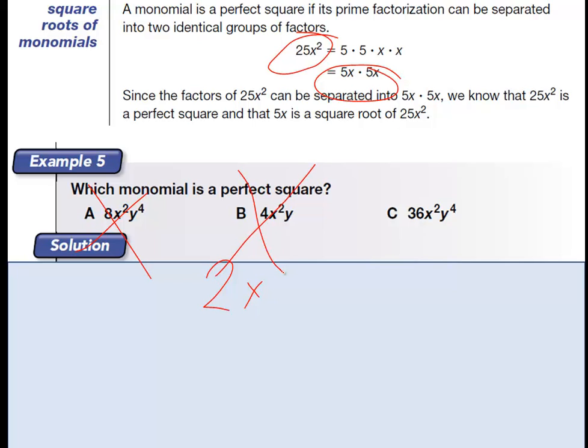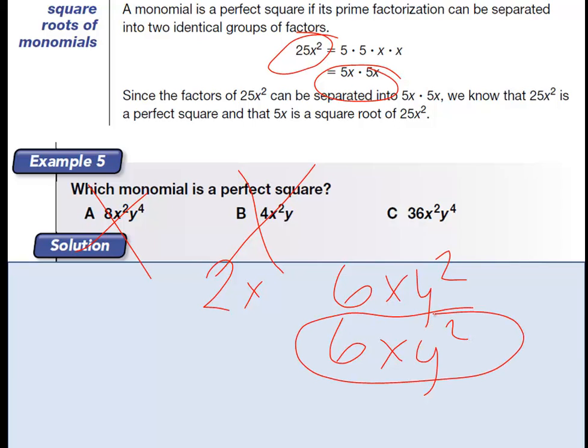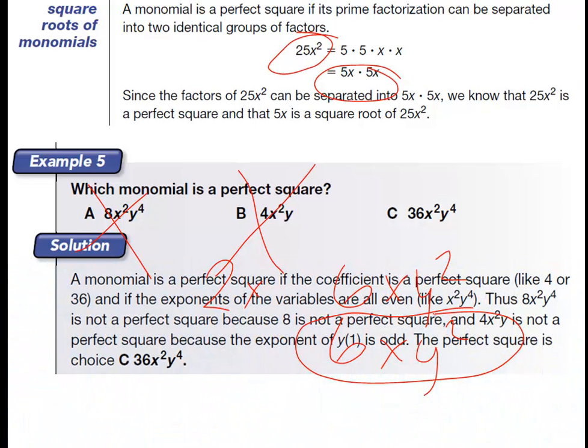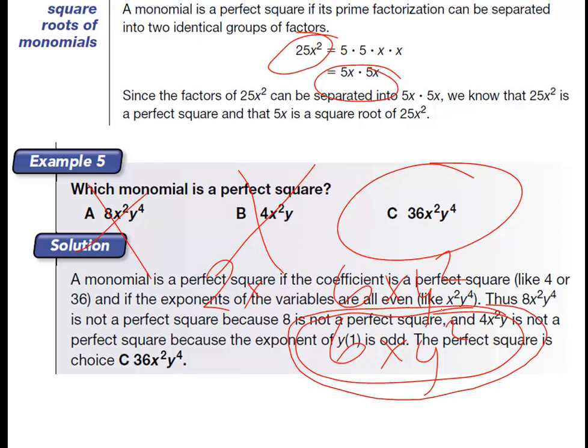But let's look at it, okay? 36 is really 6 times 6, right? And x squared is really x times x. And y to the 4th is really y squared times y squared. So this is a perfect square, and it happens to be 6xy squared. That's our perfect square, right there. And when we square it, we get this right here. Pretty cool stuff, isn't it?